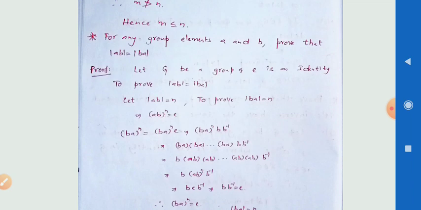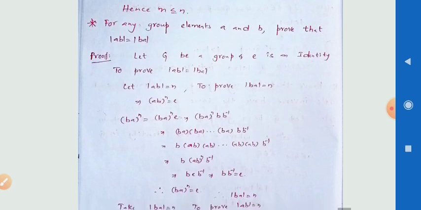We have to show that order of AB is equal to order of BA, meaning if order of AB is equal to n, then we have to show that order of BA is equal to n. Now we are going to prove it. Given that G is a group and E is the identity element. We have to prove that order of AB is equal to order of BA.